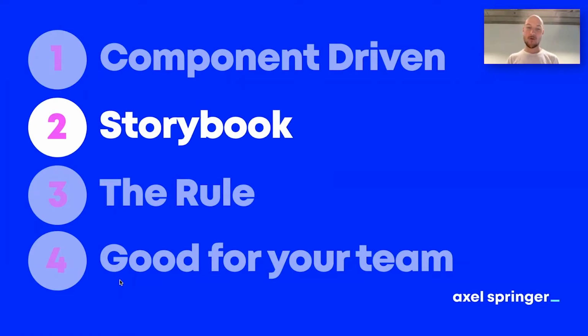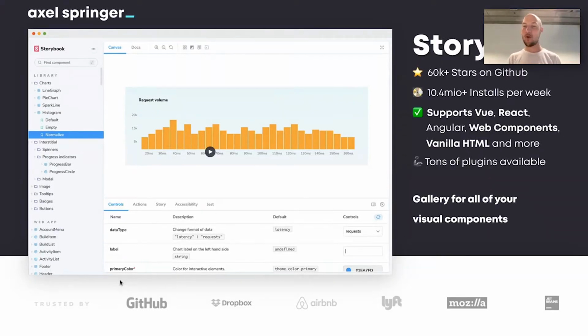Now, for those of you who have never seen Storybook before, as you can see by the GitHub stars, it's a hugely, immensely popular framework on GitHub. It's being installed roughly 10 million times every week. That's what their website says. And you can kind of think about it as a gallery for your visual components.